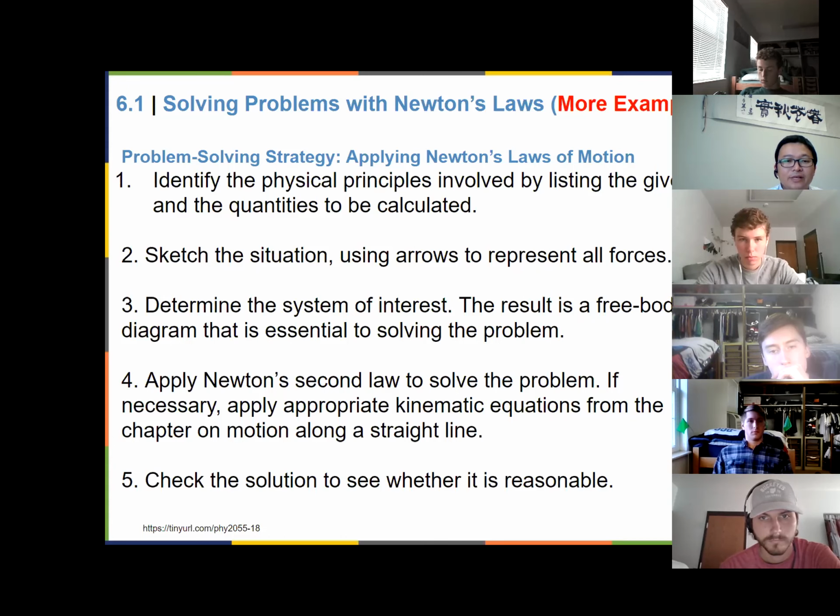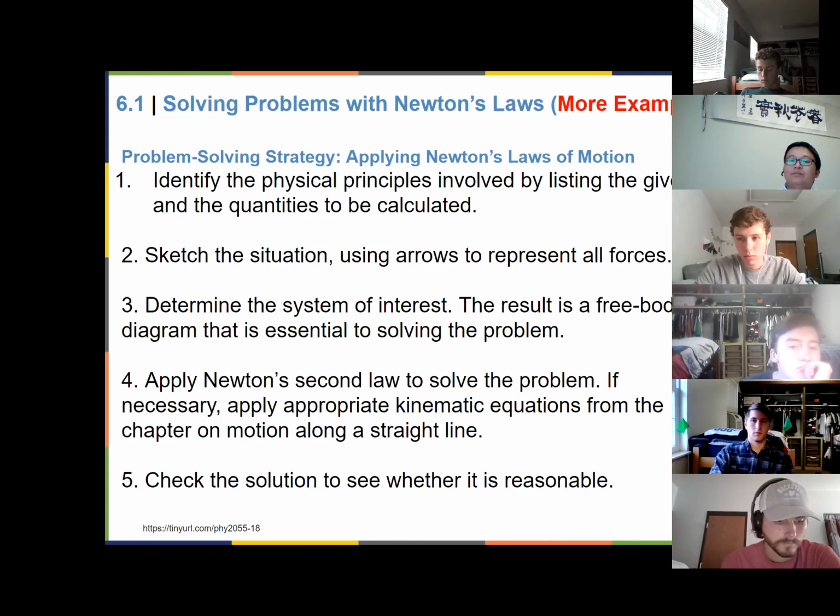If necessary, you will have to use the kinematic equations from the previous chapters, in addition to Newton's second law. And then the last step is what we usually have for all other problems. You want to check to see if your answer makes sense, by using some common sense or simple estimation.